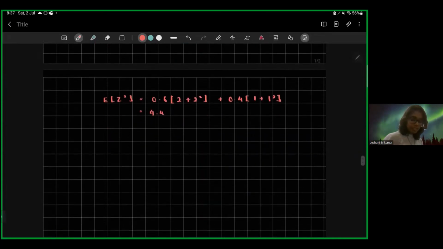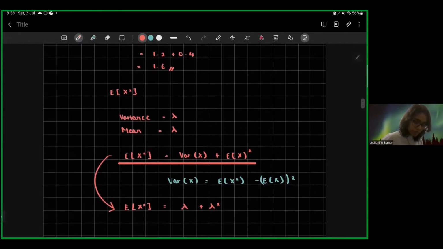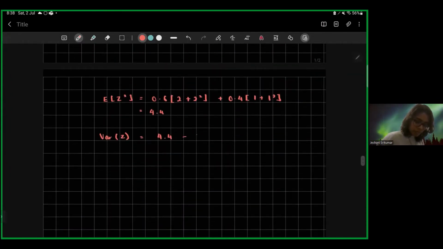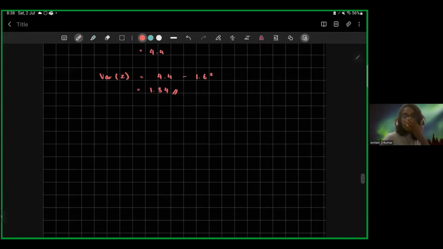So this now is used to calculate the variance. So the variance will be E of Z squared, which is 4.4, minus the mean we found, 1.6, squared. When you calculate, you get 1.84. So this is how you find mean and variance for a mixture distribution.